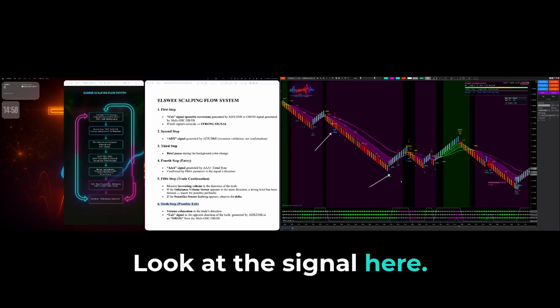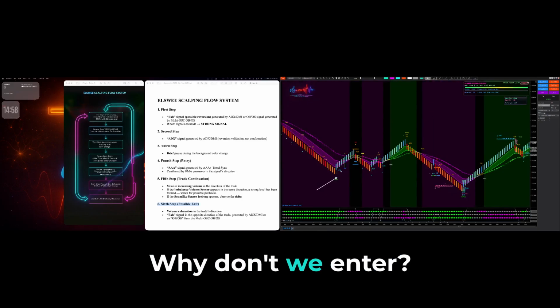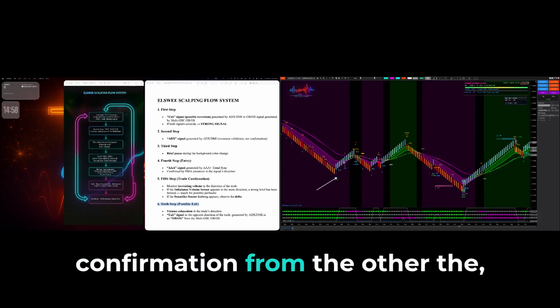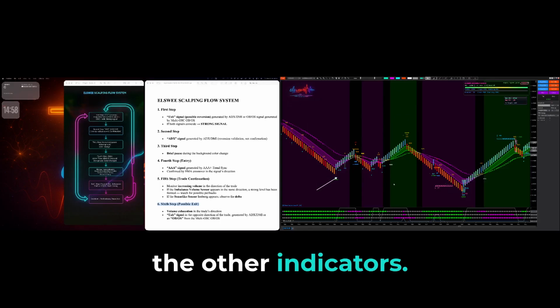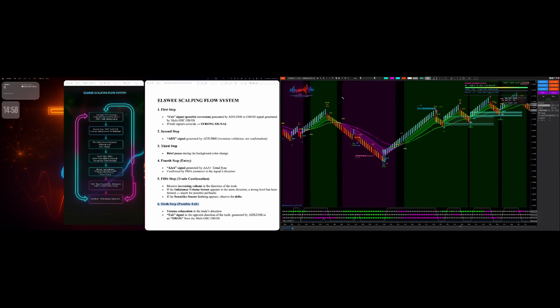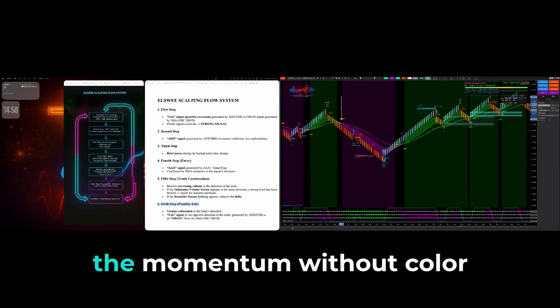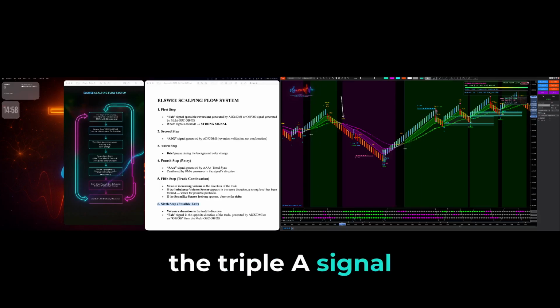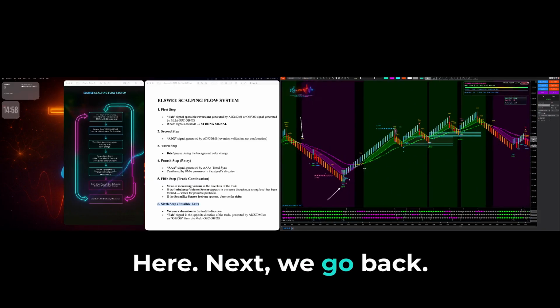Look at the signal here. So here we have another signal. Why don't we enter? Because we don't have confirmation from the other sequences of the other indicators. Here we go again. We have another one. The same, we have the fatigue, the ADX, the momentum without color in the background, the AAA signal below the gem. We're off. Where do we exit? Here. Next, we go back.